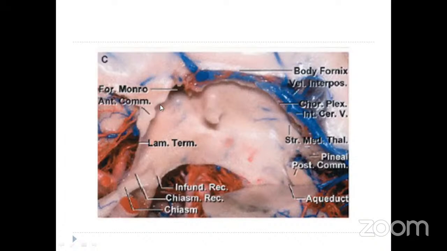This is the anterior part of the third ventricle, in which we can see the anterior commissure and the lamina terminalis.